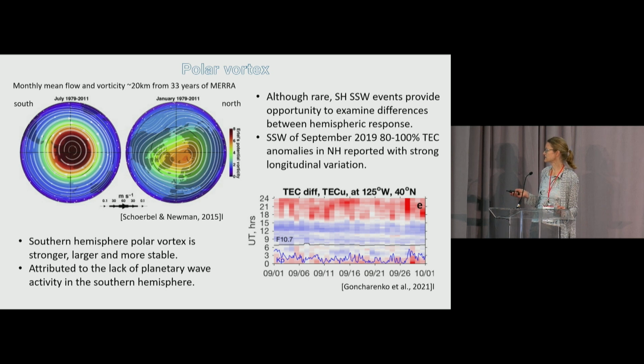And here, this is from Larissa Goncharenko and colleagues' result, studying if a southern stratospheric warming has similar effects to a northern stratospheric warming event, showing the differences in TEC. So this is around 5 TEC units here. So there are strong effects also from southern stratospheric warming. And she will give a talk in the afternoon session.